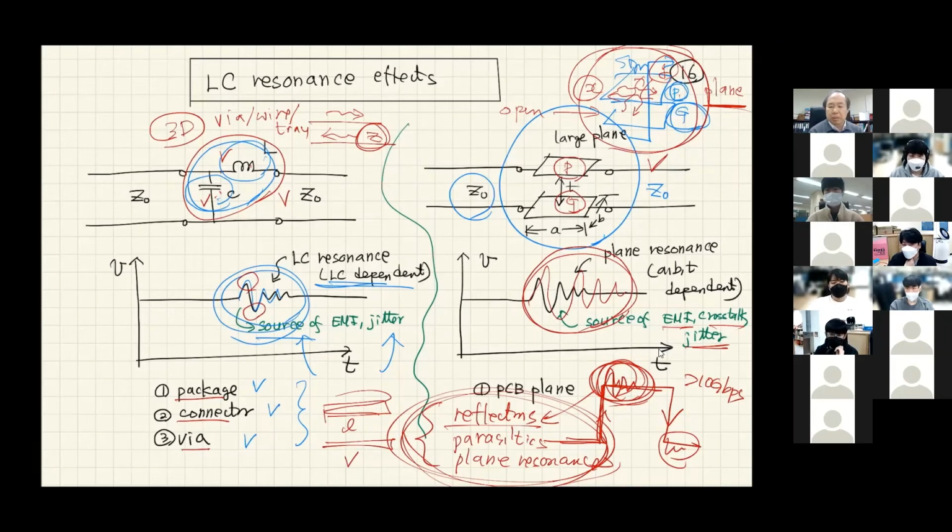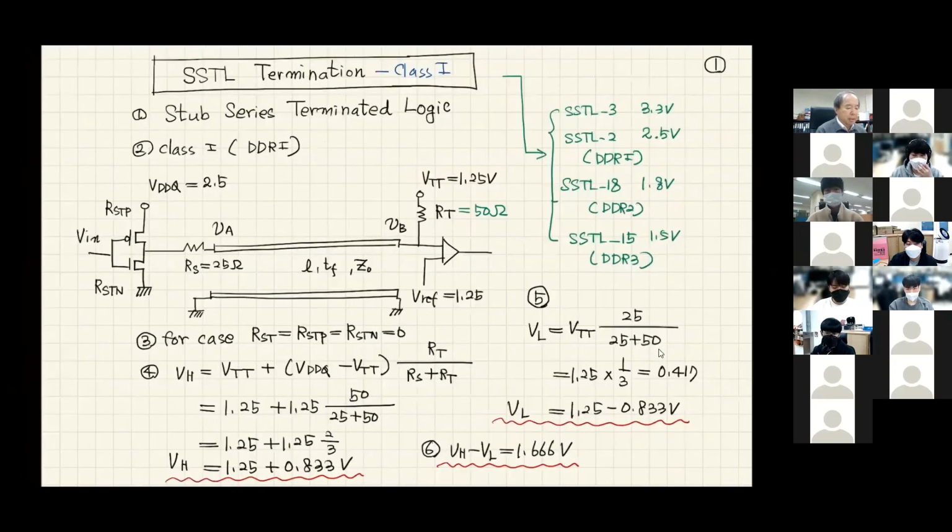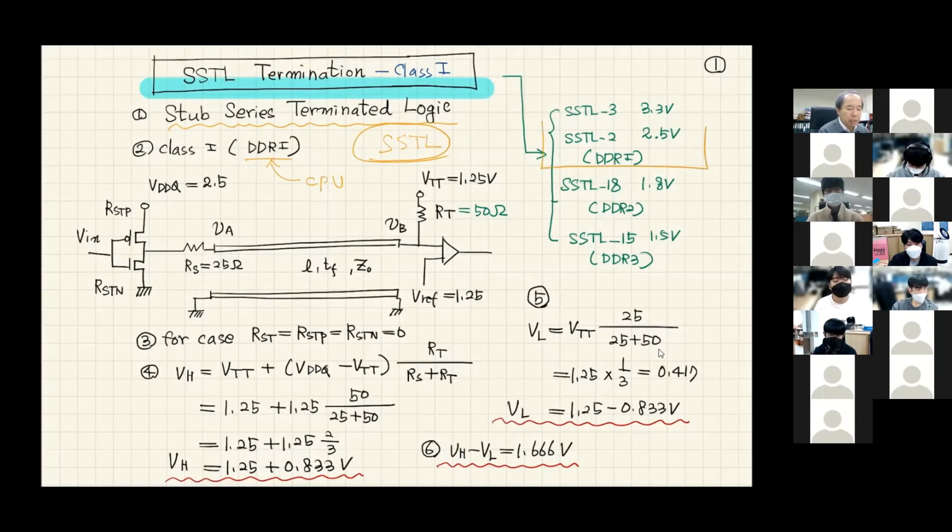Yeah, so far I was talking about the multiple reflections and all the parasitic and resonance effects. Now I would like to move on to single-ended transmission line scheme. I would like to give you an example which is named series terminated logic, SSTL. Usually, as I know, this is used for DRAM interface with the CPU. We have many different types of SSTL logic. In this case, I'm going to talk about this case.